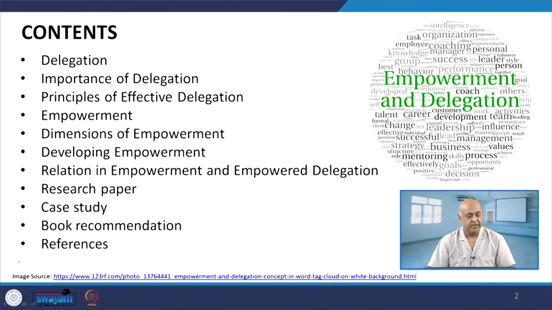So, here we will talk about delegation, the importance of delegation, principles of effective delegation, empowerment, dimensions of empowerment, developing empowerment, relation in empowerment and empowered delegation, and as usual, we will be discussing the research paper, case study, book recommendations and references.